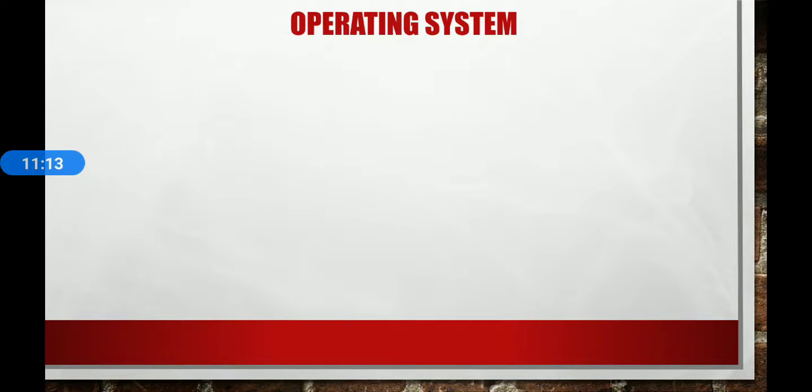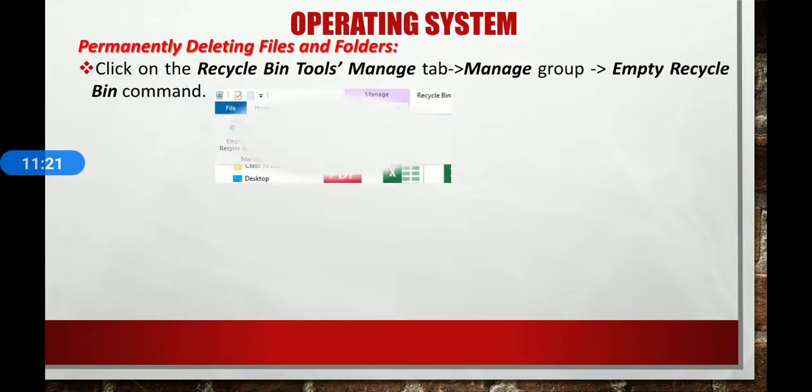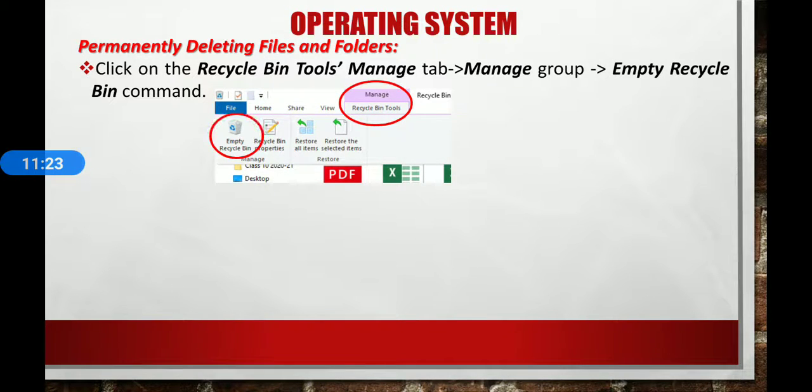But if you want to permanently delete the files from your computer, do the following. You can permanently delete all the files residing in this recycle bin by emptying the recycle bin. To select empty recycle bin, click on Recycle Bin Tools in Manage tab, then go to Manage group and select Empty Recycle Bin command.